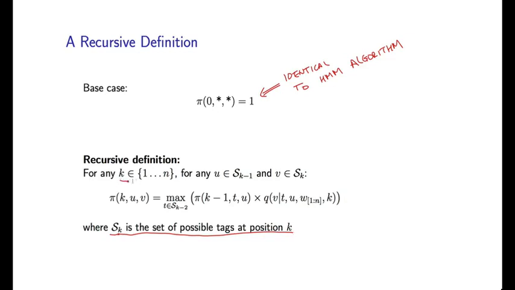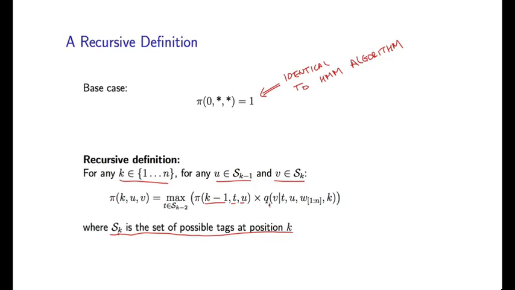And then for any k, for any u in S_{k-1} and v in S_k, I define pi_k(u, v) to be the following. I take the max over all tags t at position k-2. I multiply in pi_{k-1}(t, u). So that's a pi value at position k-1. Note we have position k over here.